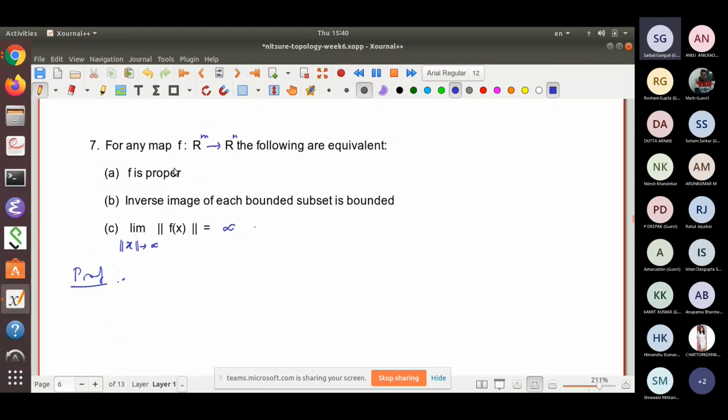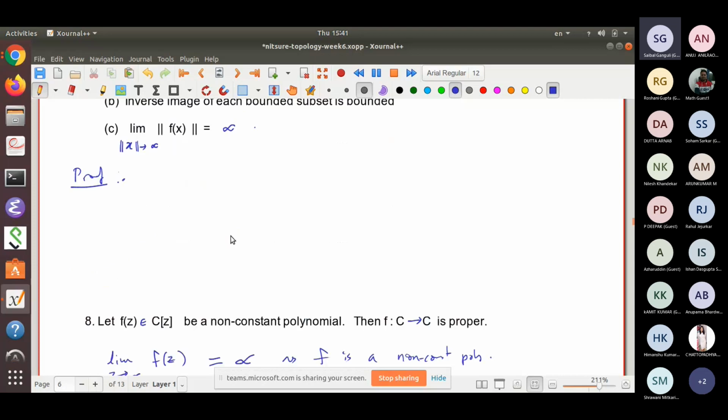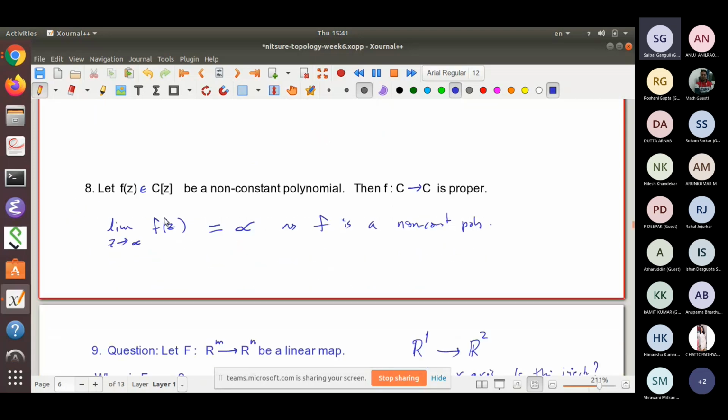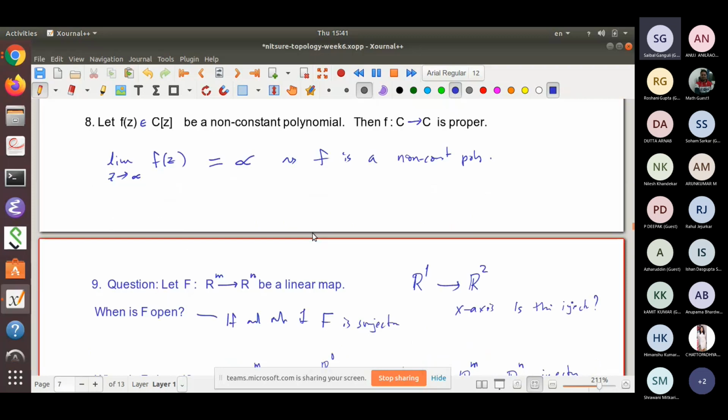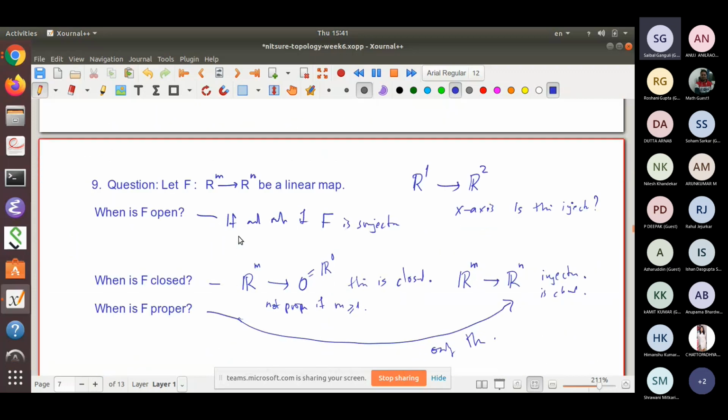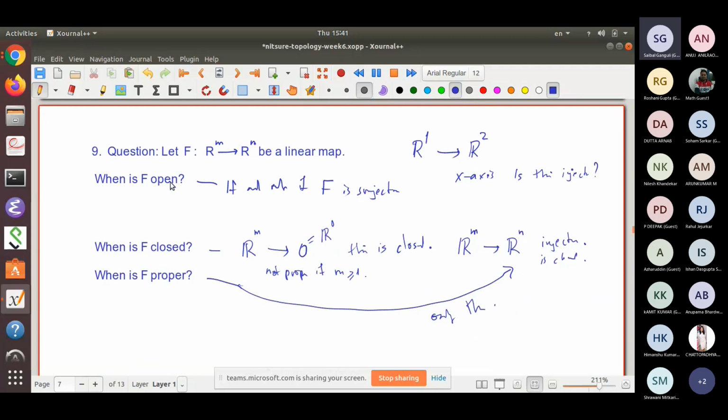Then we asked when is a map from Rm to Rn proper, and there are three equivalent conditions. Its being proper is the same as inverse image of each bounded subset is bounded, and the same as limit as mod x tends to infinity is infinity. I orally explained the proof, and it was your job to write down the proof, which perhaps some of you have done. And if I have a non-constant polynomial, then the resulting map from complex numbers to complex numbers is proper, because limit as z tends to infinity of f(z) is infinity. Then I asked you when a linear map is proper, when is it open, when is it closed, etc.